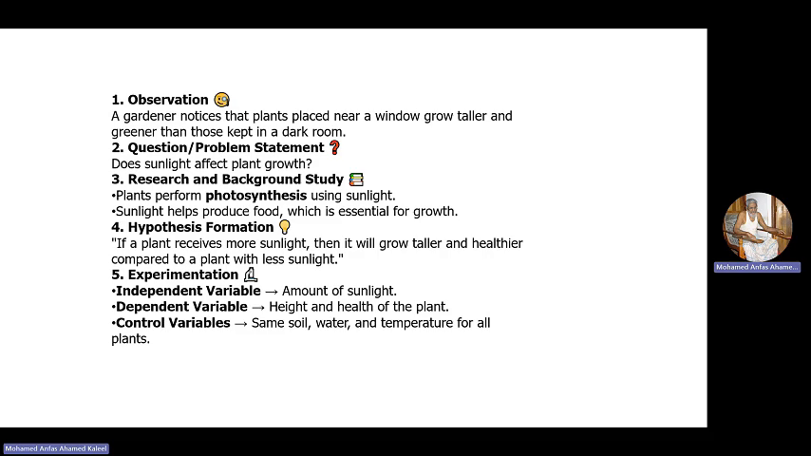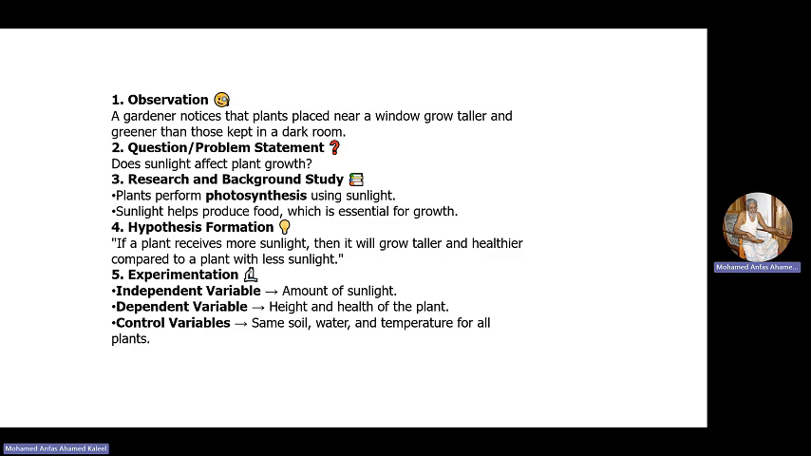And the water also, we cannot change. We have to use the same source of water. And the temperature also we have to keep similar, the same temperature or a similar temperature for all plants. So these are the control variables.